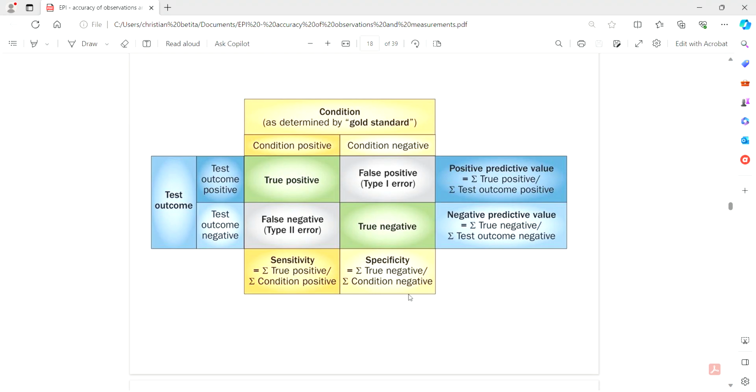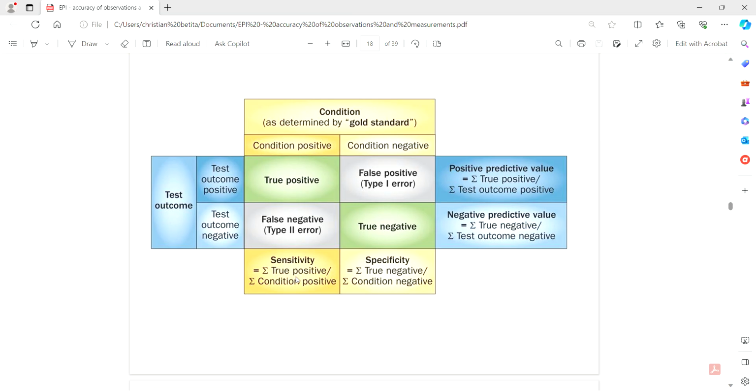Okay, so the gold standard for exercise 3, I believe, was the MRI. So condition positive, condition negative, gold standard. And your test of interest, test outcome positive, test outcome negative. So A is your true positive. This is your false positive. This is your false negative. This is your true negative.